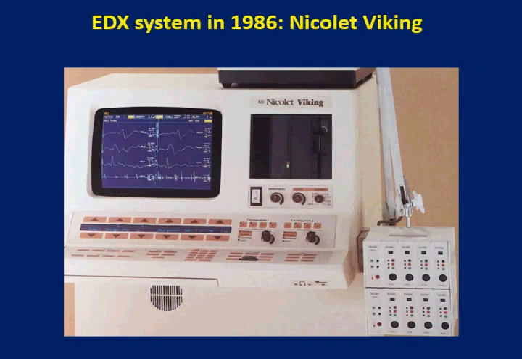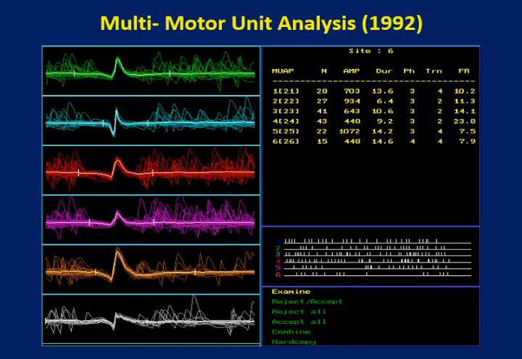In the late 70s and mid-80s, the instruments started getting digital. The ability to save signals in a digital format opened new ways of analysis. Algorithms were developed to make automatic measurements of the potentials. The trend continued in the 90s as more powerful algorithms were introduced for jitter measurement in single fiber EMG or to identify motor unit potentials using techniques like multi-MUNE analysis.